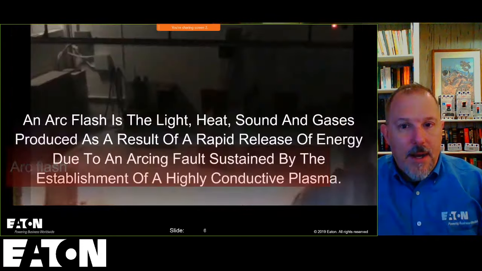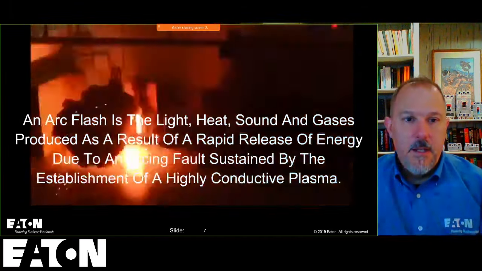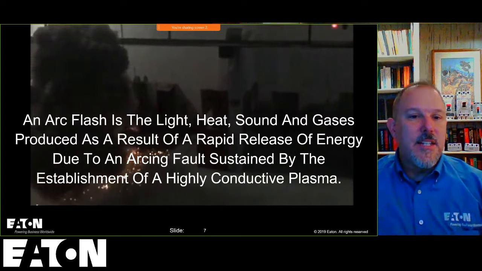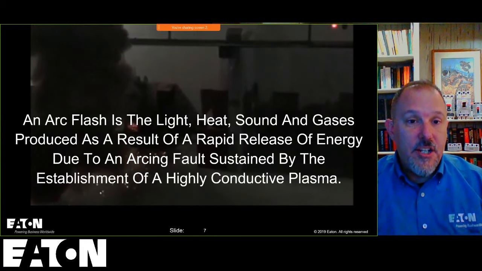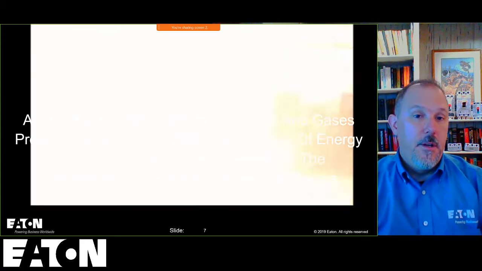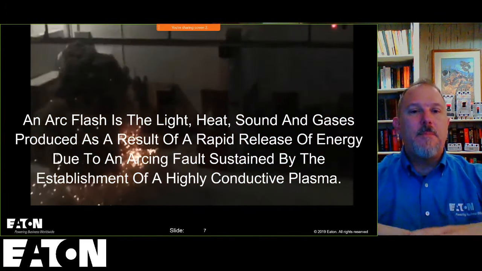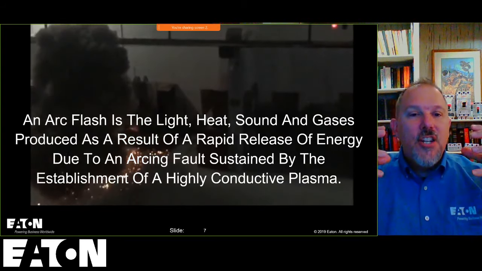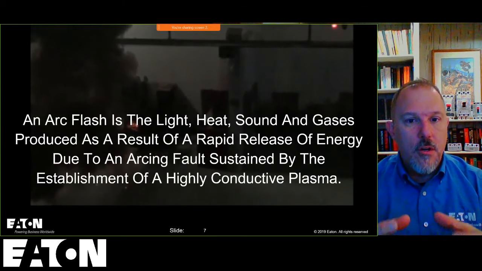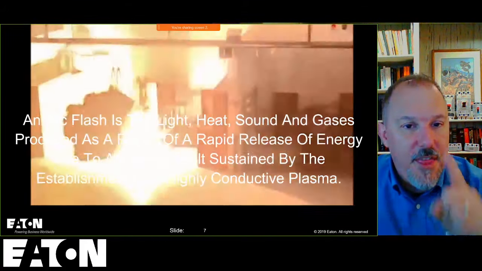So let's talk about what an arc flash event is. There's no definition of an arc flash event, so I came up with one. It's the light, the heat, the sound, the gases, and you're seeing it right now. That is an arc flash event. You've got light, heat, gases, and pressure. It's a rapid release of energy. And remember, I talked about that plasma plume. You're taking copper and vaporizing it, creating a conductive environment for current to flow through the air. That is what's happening in that event.